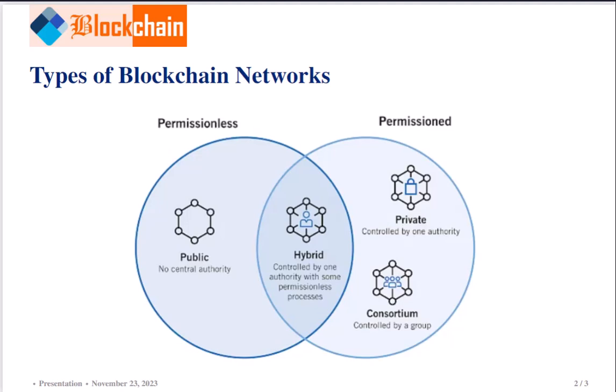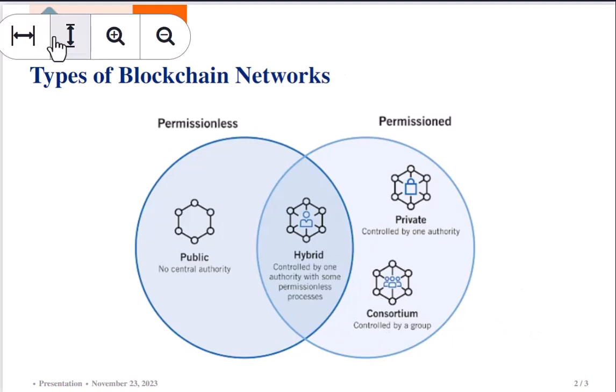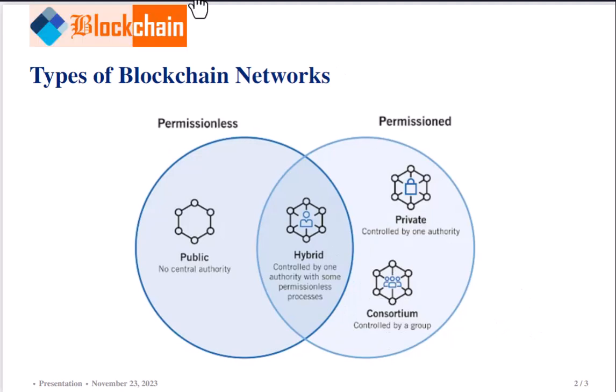The fourth type of network is consortium, which is controlled by a group. Private network is controlled by a single identity, a central identity, but the consortium network is controlled by a group. Consortium blockchain networks are considered more secure than the public blockchain network, and more transparent compared to private network.